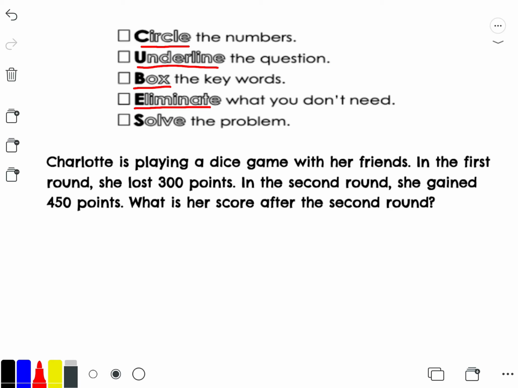Now, S is the last and final step. Then we can solve the step, and when we solve the step, we have to think, does it make sense? Right? So does it make sense?